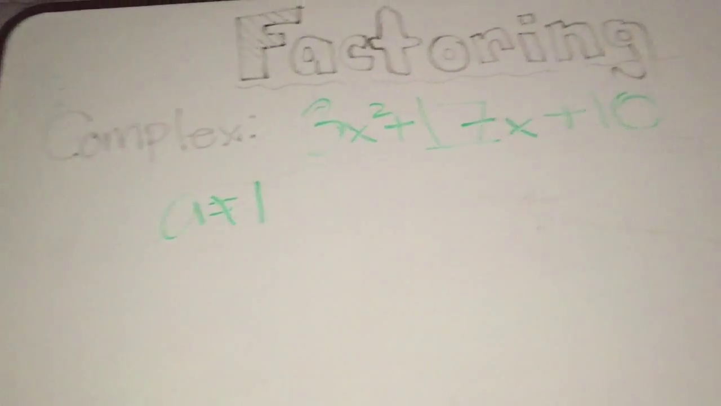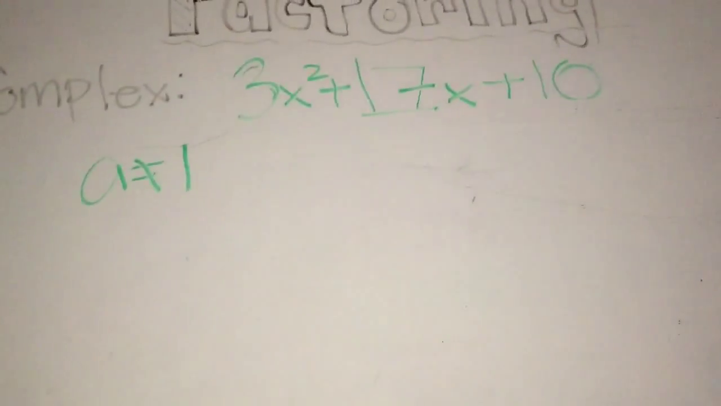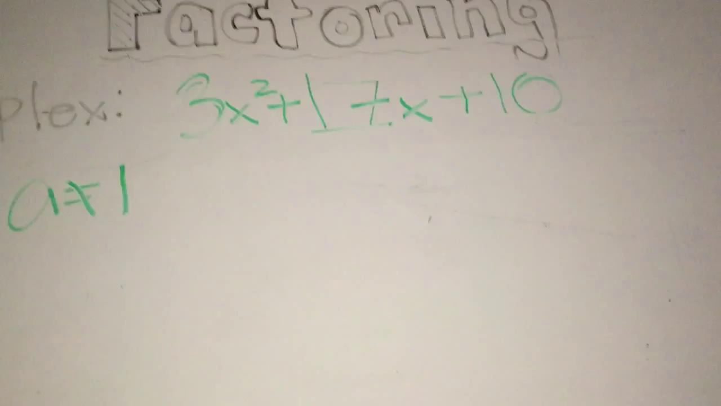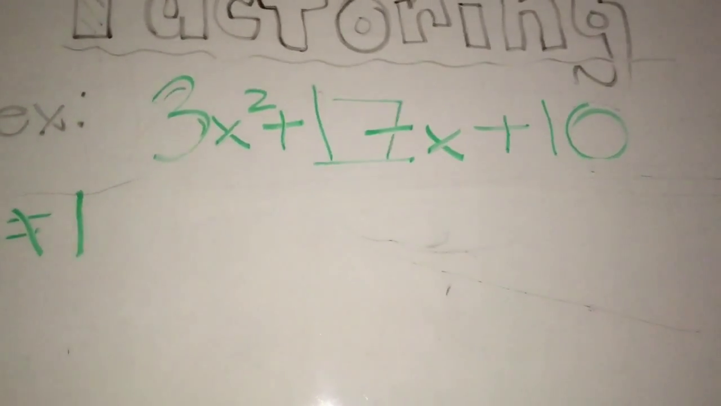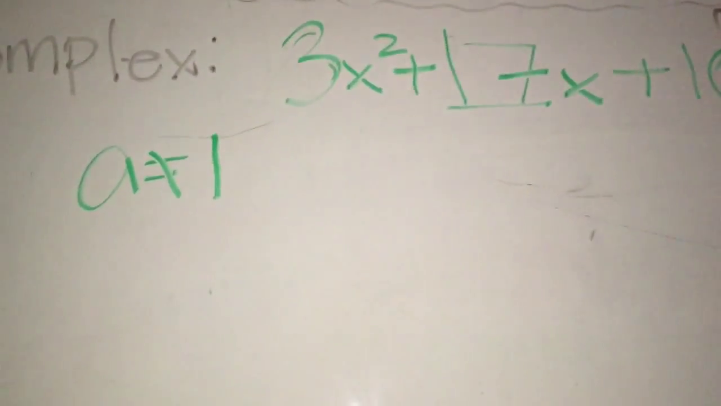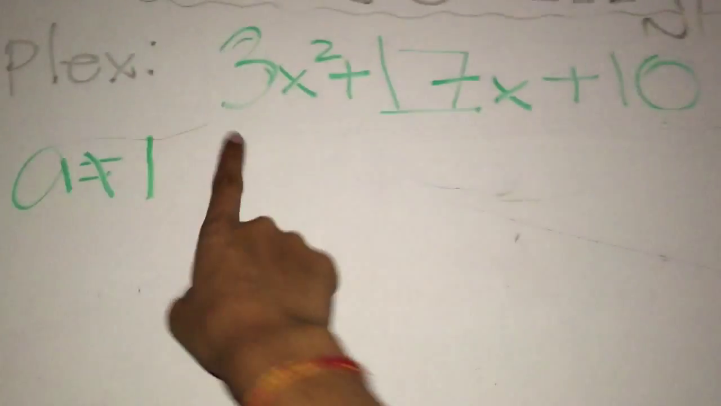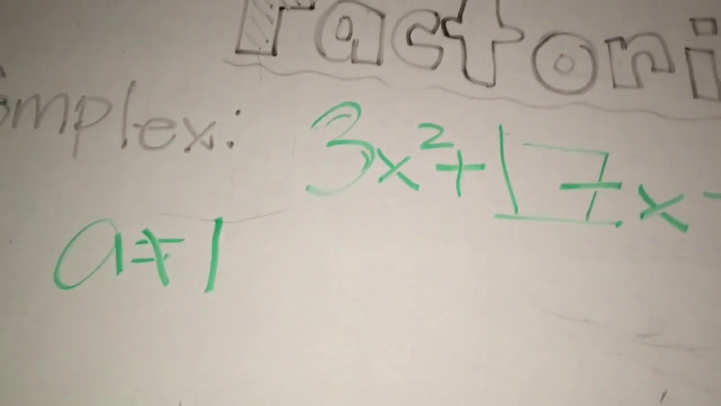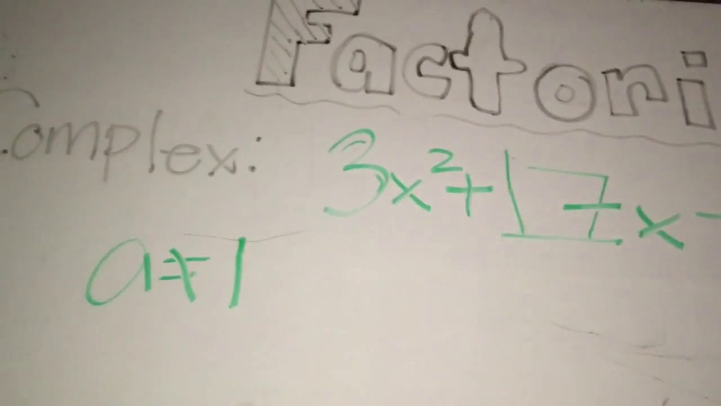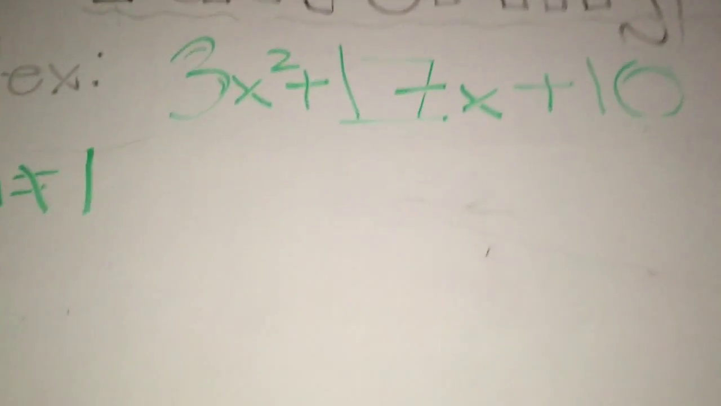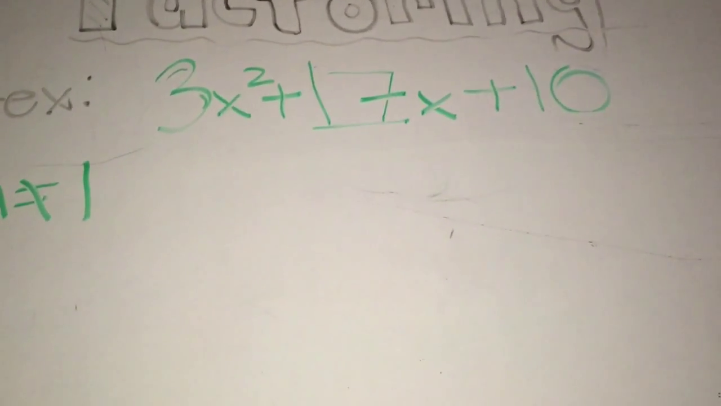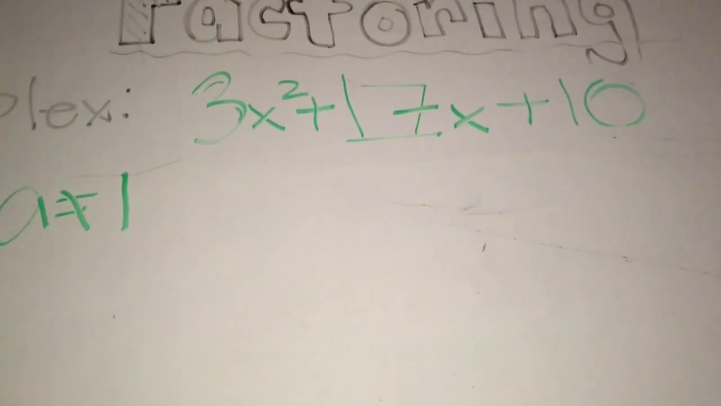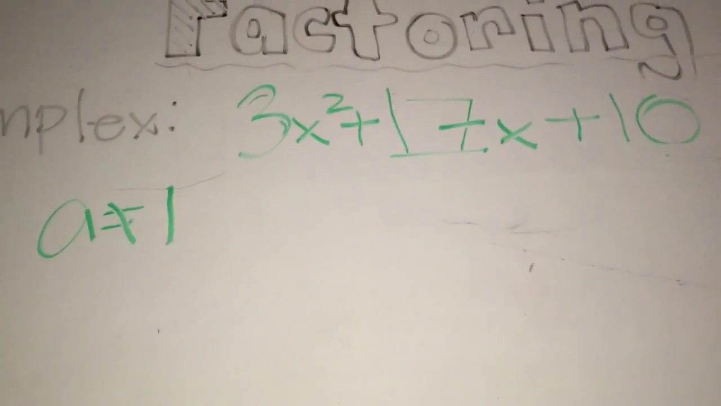Let's look at complex trinomials now. We know that 3x squared plus 17x plus 10 is a complex trinomial because a does not equal 1. So the a value, which in this case is 3, does not equal 1. If the a value did equal 1, this would be a simple trinomial. So since the a value does not equal 1, this is a complex trinomial.